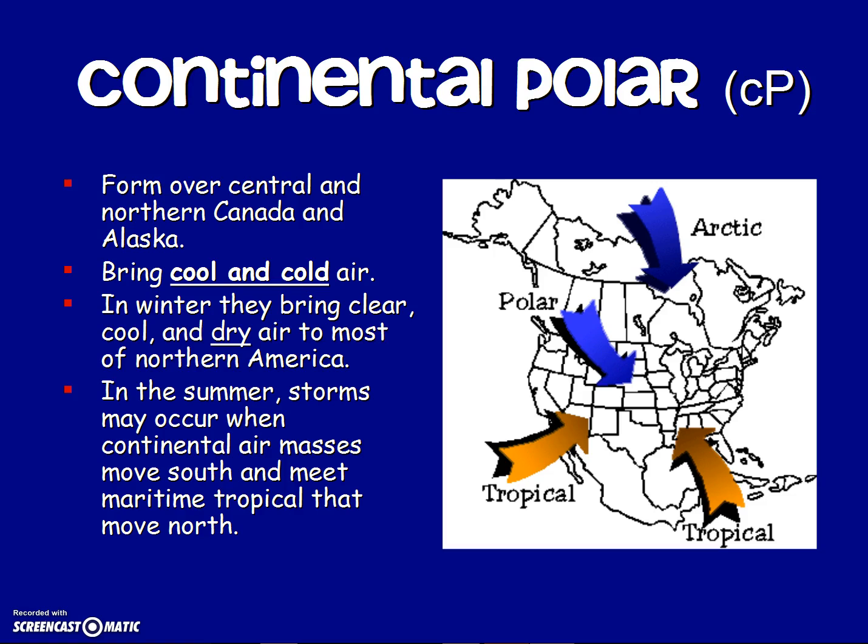In the summer, storms may occur when continental air masses move south and meet the maritime tropical that move north. If you've got 2 completely different air masses meeting each other, there's some crazy weather that can go on. And we're going to get to that when we talk about fronts.